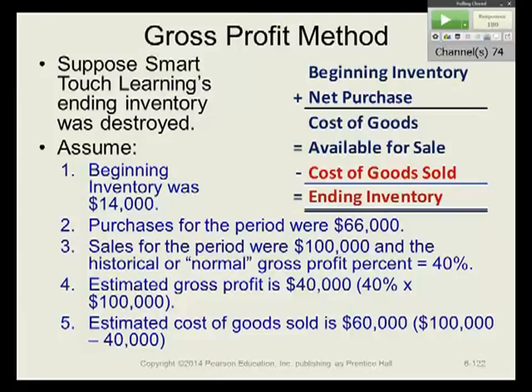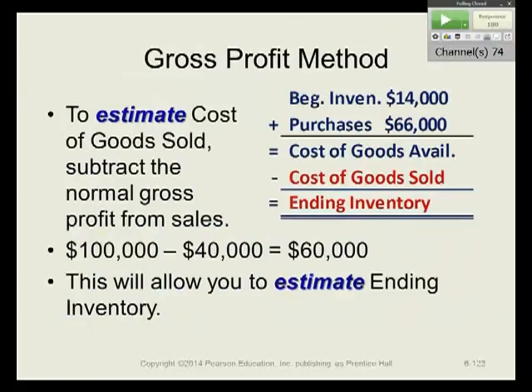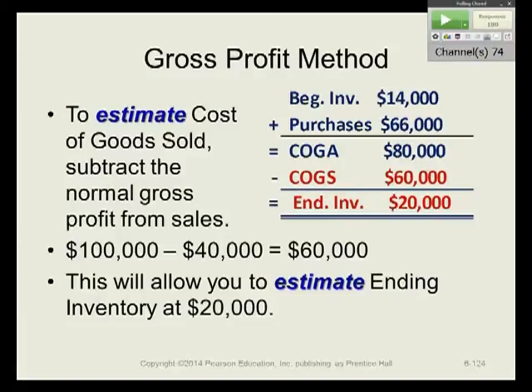So if I know my percentage of profit, I can then estimate the cost of sales. If 40,000 would be my estimated gross profit, then my estimated cost of goods sold would be 60,000. And when we start to build this, we would see that your beginning inventory, which you know, plus your purchases of 66,000, which you know, gives you a cost of goods available of 80,000.